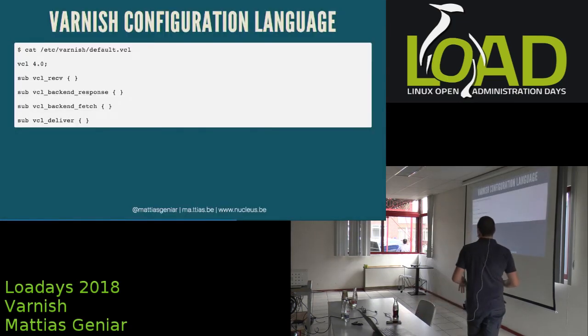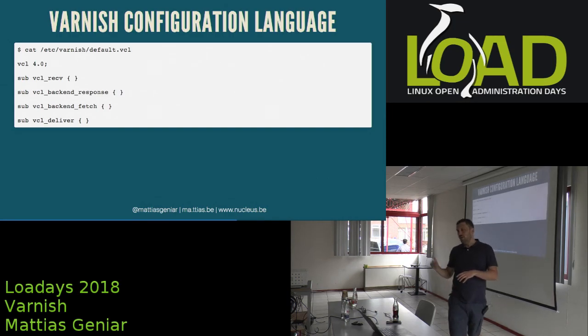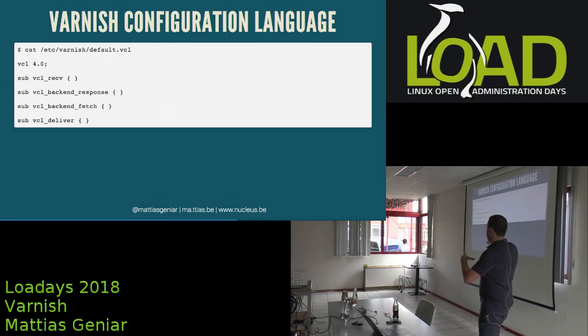This is what a file by default sort of looks like. Usually it resides in /etc/varnish. default.vcl is your default configuration file. Above, we specify the syntax compatibility that we would like from Varnish. And we define several subroutines: sub, then the name of the routine, and in curly brackets, the code that is going to be executed. This is plain text, but it's a C-like syntax.